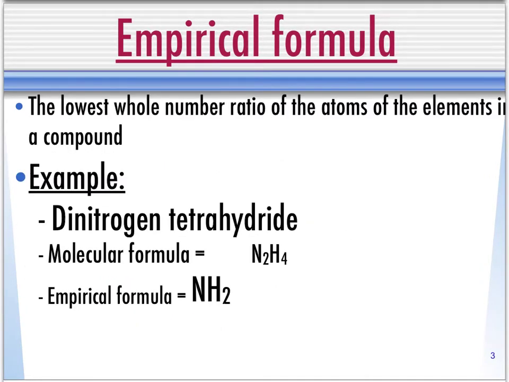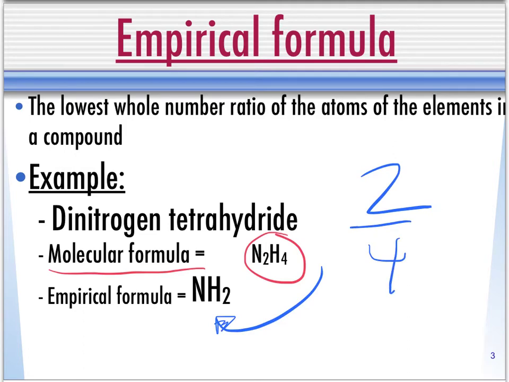Here's a couple of examples. The molecular formula, which we're going to talk about a little bit later, not today, you can see that it can clearly be broken down. You have a 2 and a 4. And for an empirical formula, we simply reduce that and break it down. It cannot be further broken down. And again, kind of think of fractions, if you will. 2 over 4 would break down into 1 over 2. So it's the lowest whole number ratio.